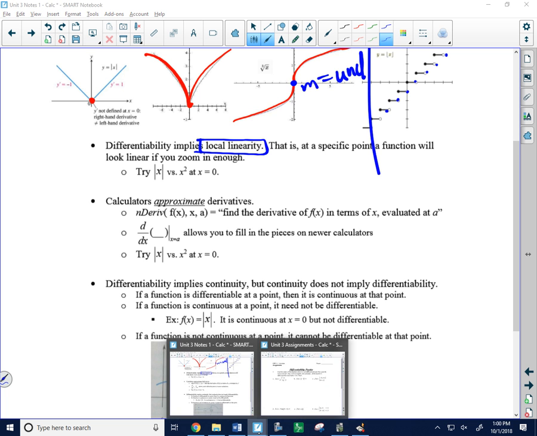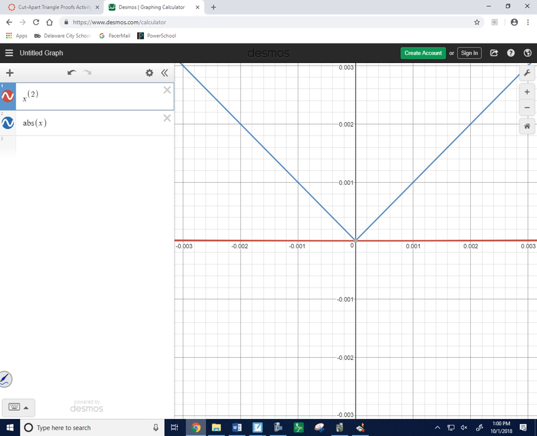If it doesn't look like a line when you zoom in, then at that point it's not differentiable. So x squared ended up looking like a line, right? So that one's fine. It's differentiable. Absolute value x is not. So you can actually do that for any function, guys. If you zoom in enough, most functions, like just x cubed or something else, if you want to zoom in at a point, it's going to look like a line.